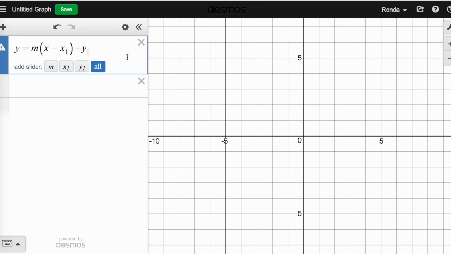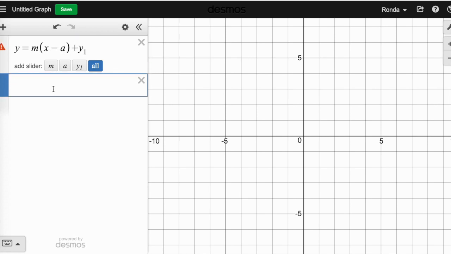Let's say that x1 equals a. I'm going to replace this x1 with a, so this must be the point a, f of a. We don't know what f is. We're not supposed to know what f is. We don't really care what f is.